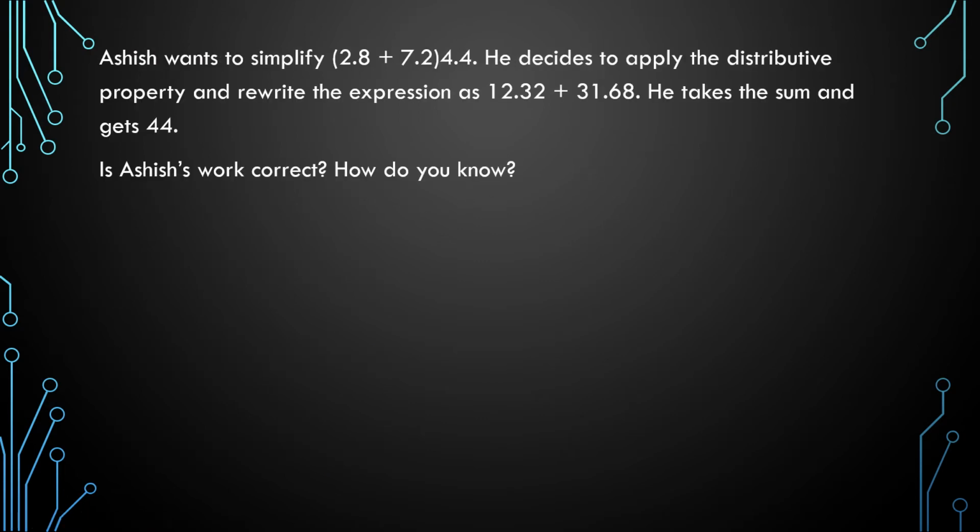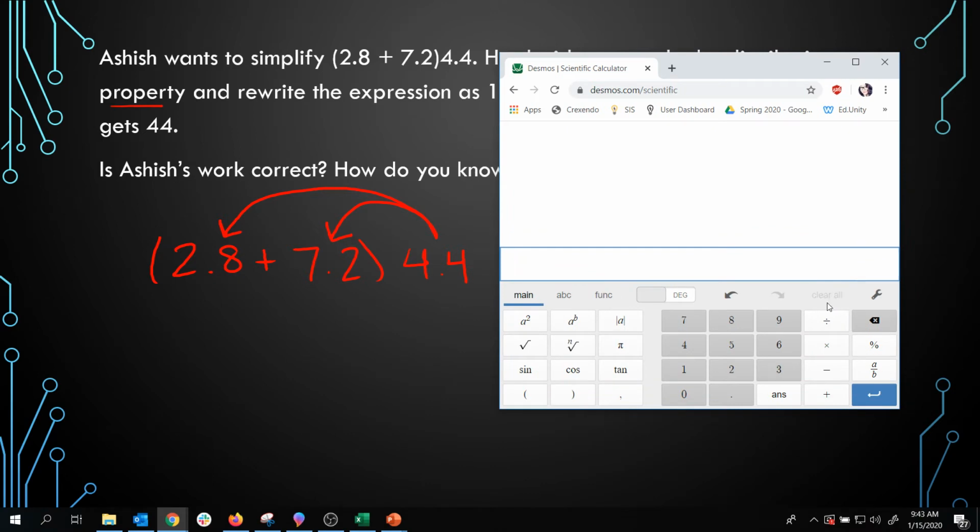The next question asks if Ashish simplified this equation correctly, and it says that he decides to apply the distributive property to this expression. So we have 2.8, let me erase that, plus 7.2 times 4.4 on the outside. So remember, with distribution, you take the number on the outside and multiply it to everything that's inside. Okay, so I'm going to pull open my calculator and do that really quickly again. And let's just double check it.